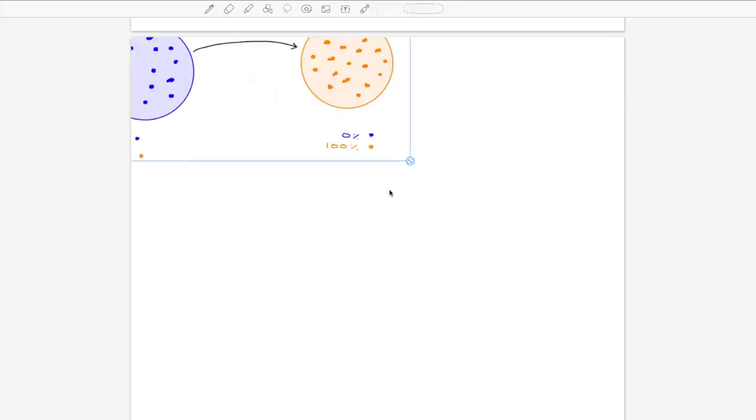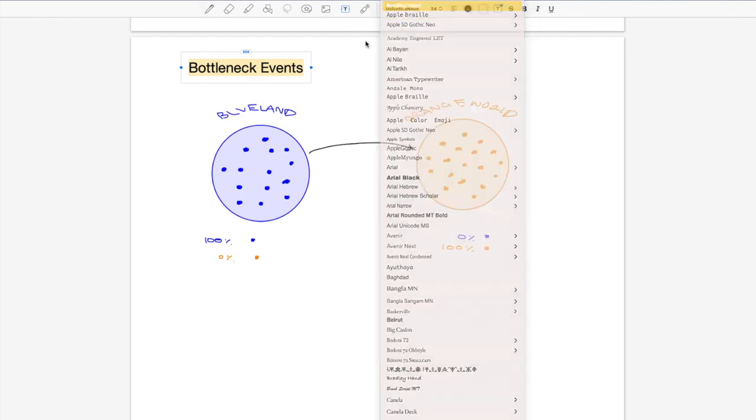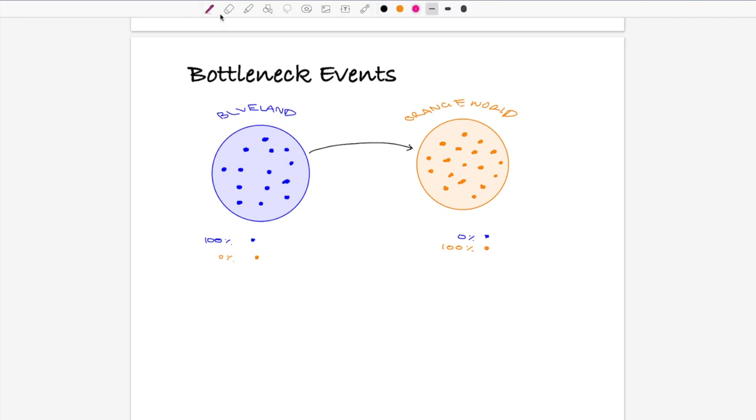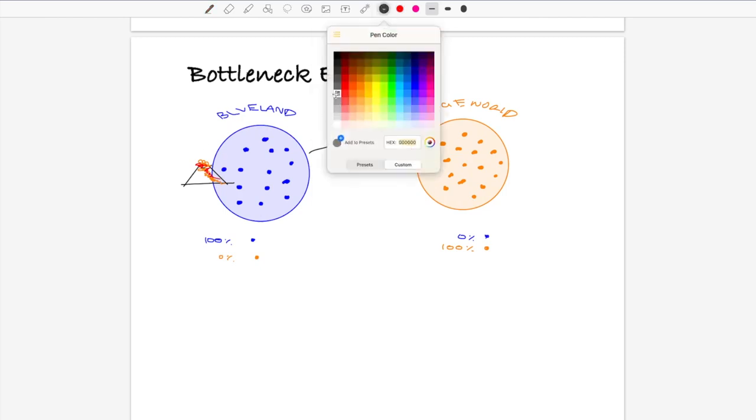And so then the next type of genetic drift is bottleneck events. What occurs here is we have a chance event that basically wipes out a large portion of a population, and this makes small populations very, very susceptible to it as opposed to large populations. And so let's say, for example, there was a volcano eruption in Blue Land, and it so happens that it wipes out a good chunk of the population.